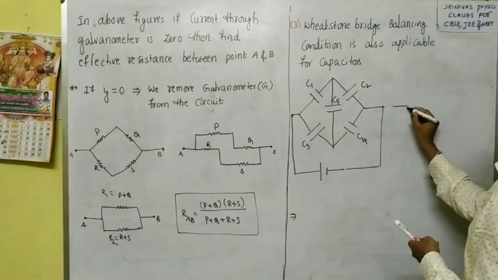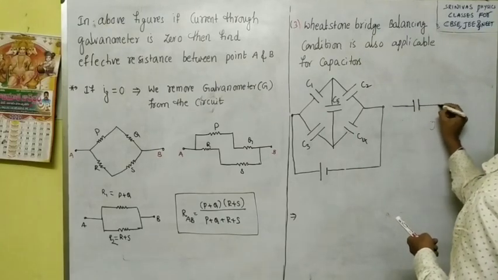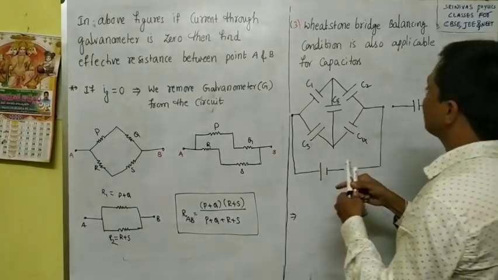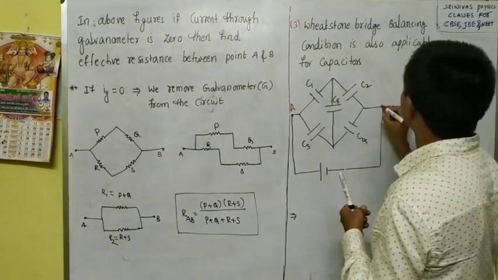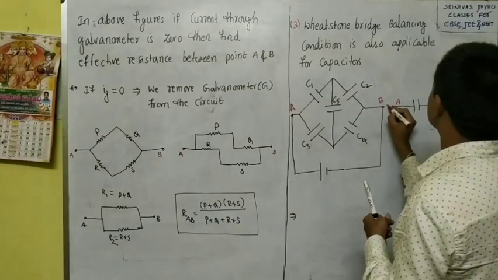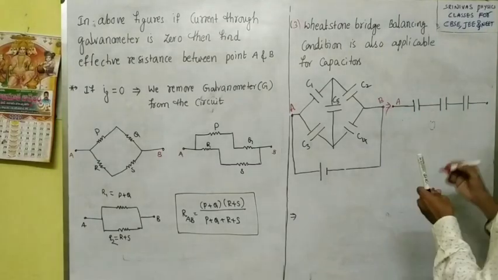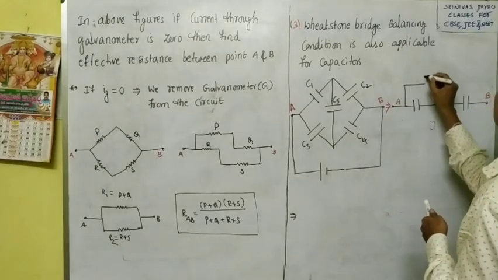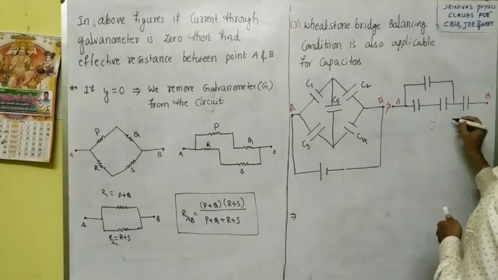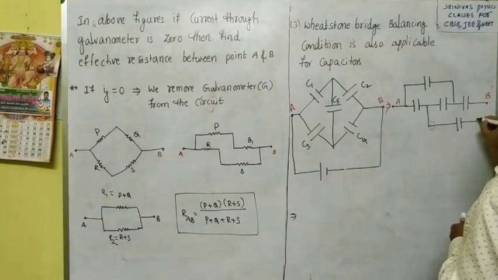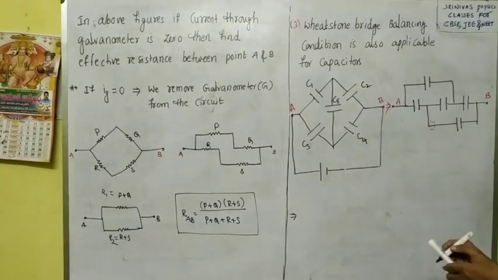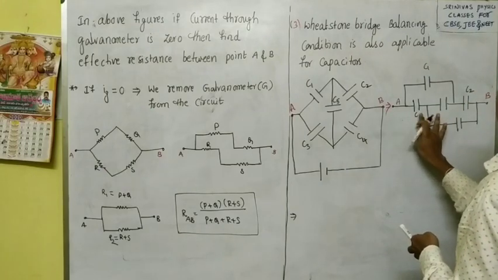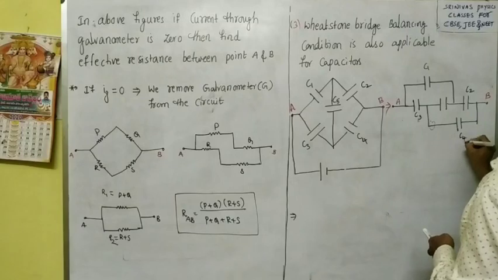This diagram we can also draw like this, that is, first three capacitors we will take like this. This point we will take as A, and this point we will take as B. This point is A, this is similar, right? This point is B. C1, C2, C3, C4, C5.